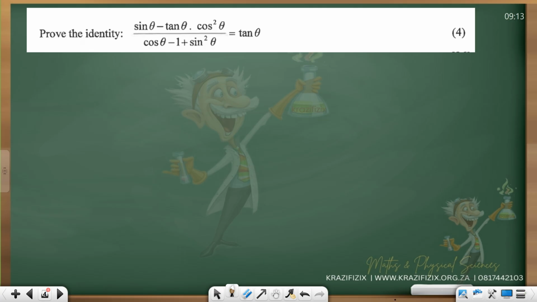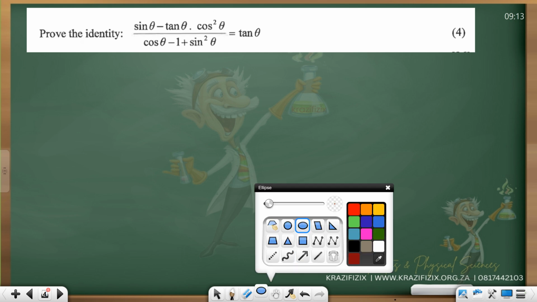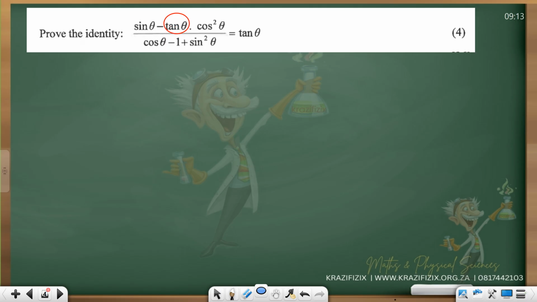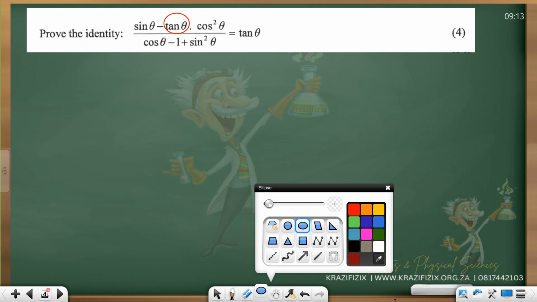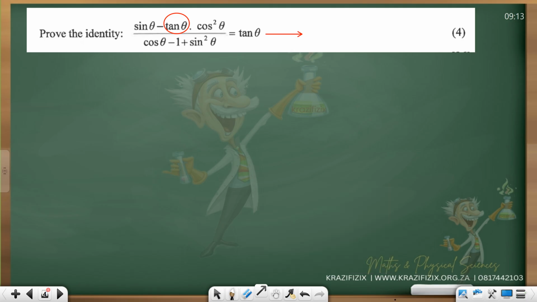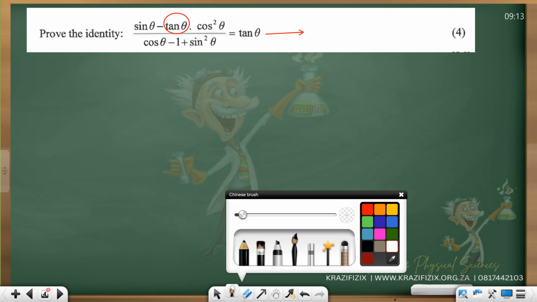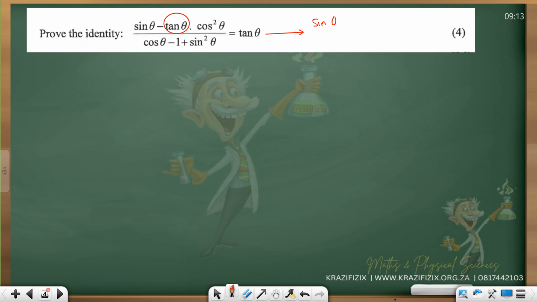Okay, and I told you, what do you do? Identify the identities. Now, the quick identity that I see here is this. That's an identity. And also, look at what the examiner wants me to get. The examiner wants me to get tan theta. Put this at the back of your mind that if I can arrive at sine theta over cos theta, then I will be done. 4 marks. The aim is to get to sine theta over cos theta.